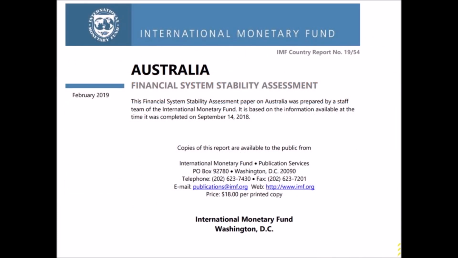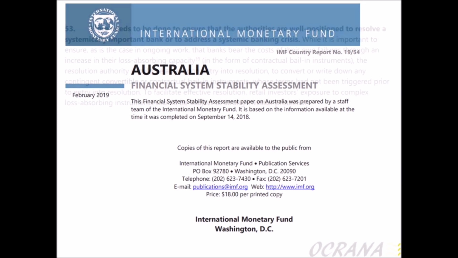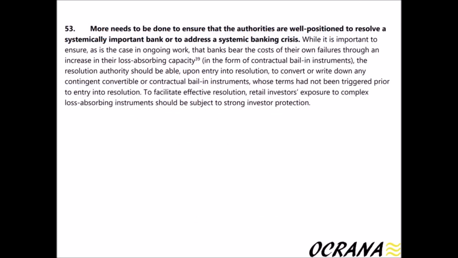In February 2019, the International Monetary Fund, known as the IMF, released its report on the Australian financial system stability. In section 53, they said that more needs to be done to ensure that the authorities are well positioned to resolve a systemically important bank or to address a systemic banking crisis. It is explicitly stated that the IMF recommends that Australian lawmakers have very clear bail-in laws so that APRA has the clear power to do a bail-in so they can act quickly and prevent an Australian banking crisis from systemically harming the global banking system.